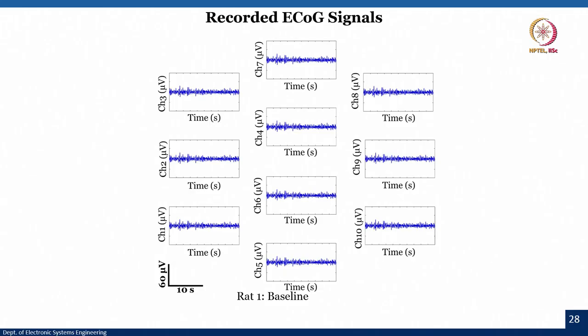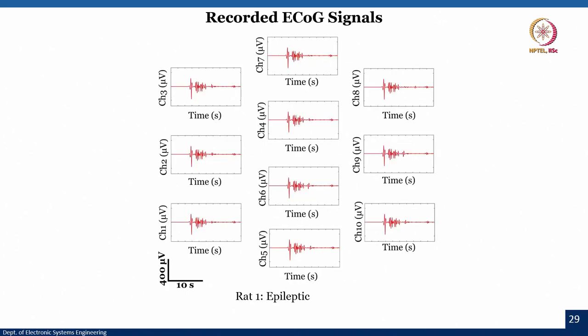So, these are the baseline signals. As you can see, the y axis is 60 microvolts, and 10 seconds of data is a baseline signal, which are your ECOG signals. Okay. Now, you can see that from all 10 channels we are able to acquire the ECOG signals. That means all 10 channels should be touching the brain surface.